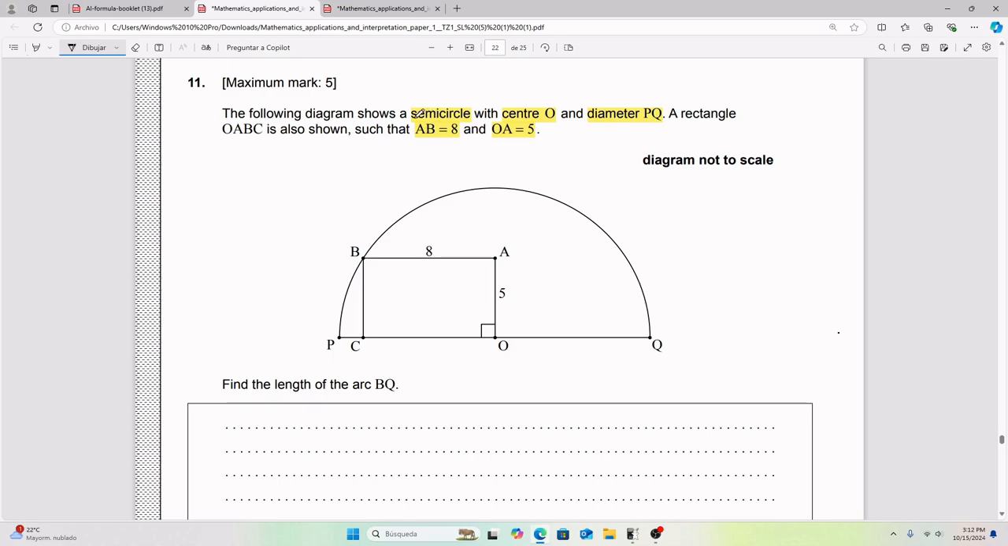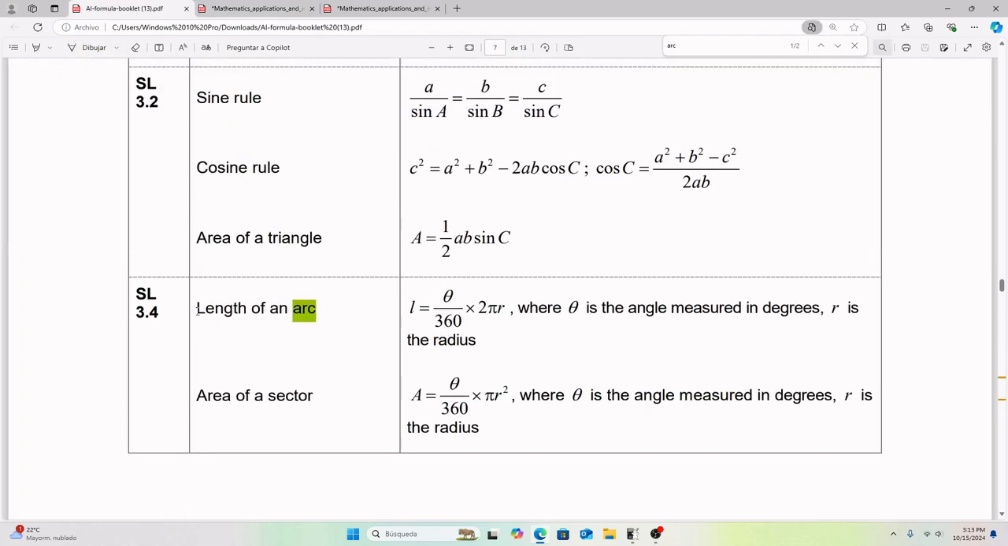It's important to notice that this is in fact a semicircle. So all we really need is to find the length of the arc BQ. Right off the bat, whenever you're facing circles at the AISL level, the sort of thing they can ask you to find is either length of an arc, which is in your formula booklet, or area of a sector.